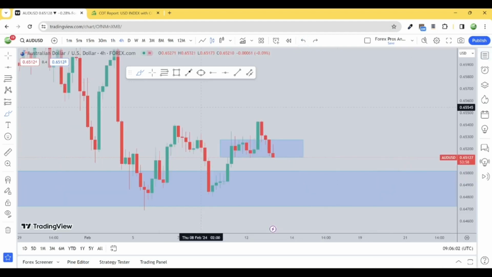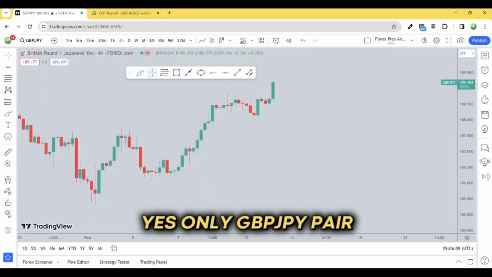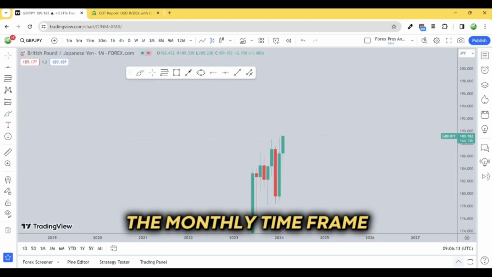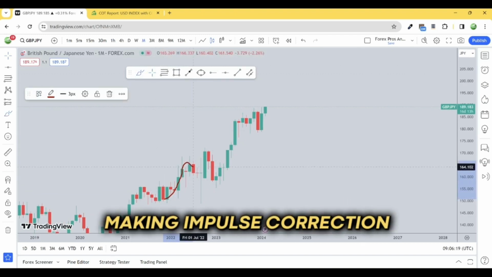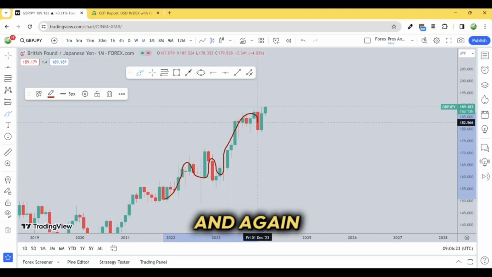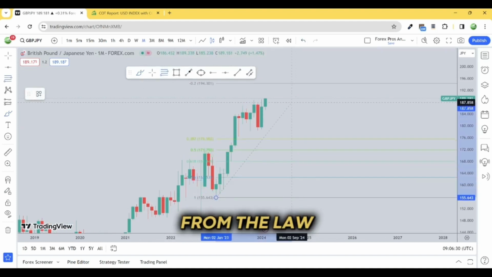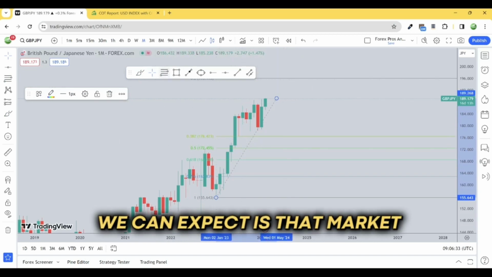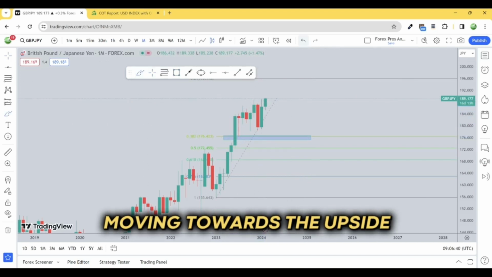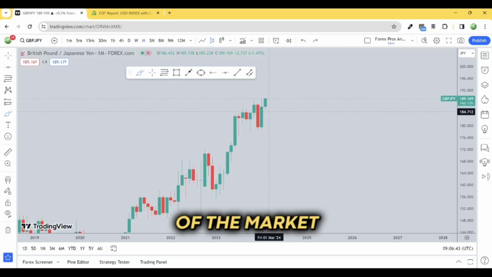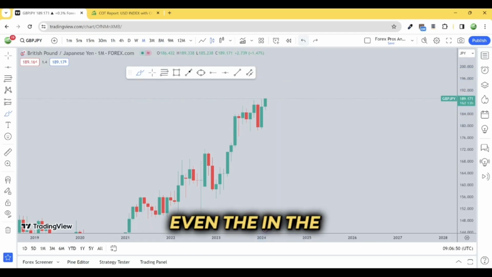Okay, now coming to the GBPJPY pair. On the GBPJPY pair, if you go on the monthly time frame, things are very interesting. As you can see, the market was moving, making an impulse, and after an impulse we are seeing some correction. Whenever we want to measure an impulse and correction, we take the Fibonacci from the low to the high. And what we can see is that the market hardly retested the 0.382 level and started moving towards the upside. It means that the buyers are in control of the market. So at this point, we could expect that the market might go even in the upward direction.